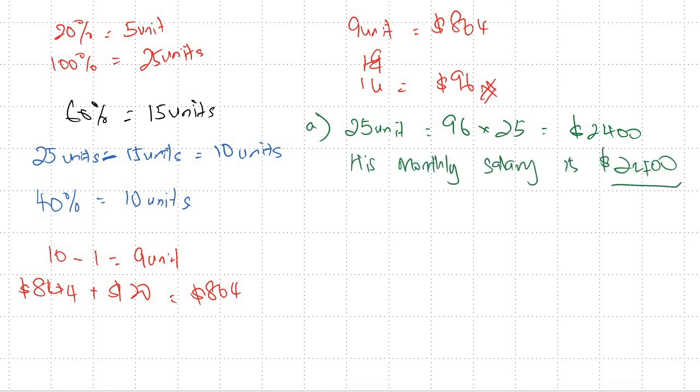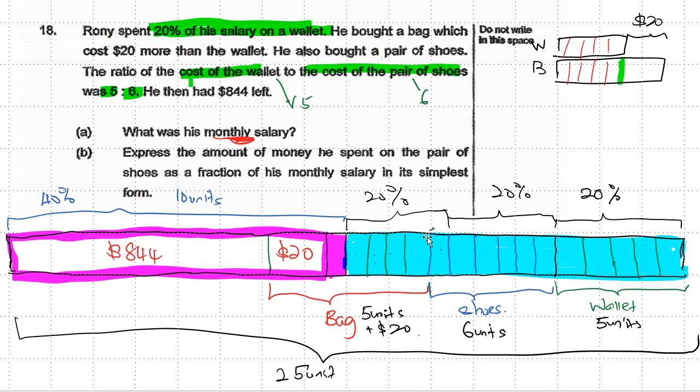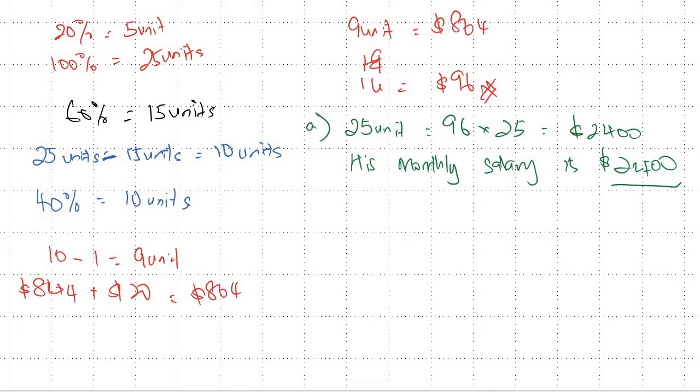For part B, the question is asking you to express the amount of money he spent on a pair of shoes as a fraction of his monthly salary. How much did he spend on shoes? Shoes is 6 units. The total monthly salary is 25 units. So B is 6 over 25, the fraction of the shoes compared with the total money.